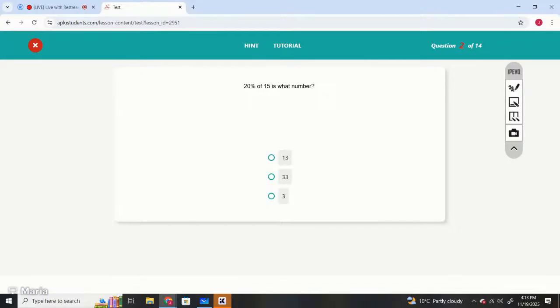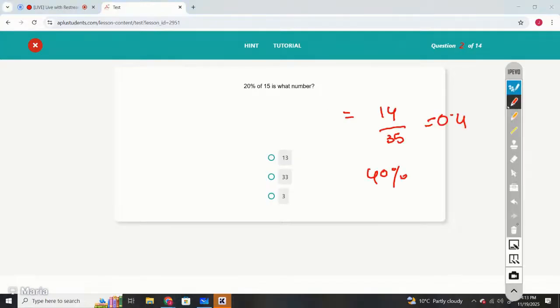20% of 15 is what number? So we need to calculate 20% of 15. So how do we calculate? We have to do 15 times 20 over 100. Got it? Because we need to calculate 20% of 15, so we need to do 15 times 20 over 100. That 20 over 100 means 20%.